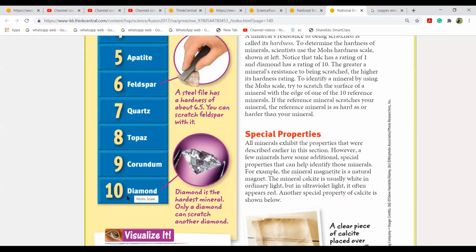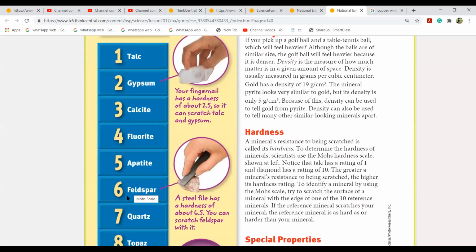Now girls, how, like I have two... what do you call... oh my god, what happened to me? I have two minerals in my hand, and I try to see which one is harder.